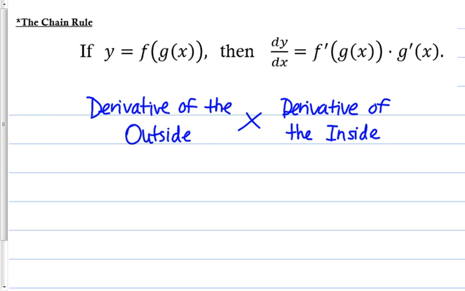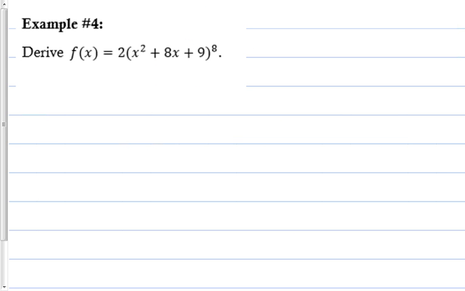A faster way to say it is just derivative of the outside times the inside. It's the derivative of the outside times the derivative of the inside. Basically, if y equals f of g of x, so if it is a composite function, then dy/dx equals the derivative of f, which is the outside function, with g inside of it, and then the derivative of the inside function. Okay, all right, so example 4.